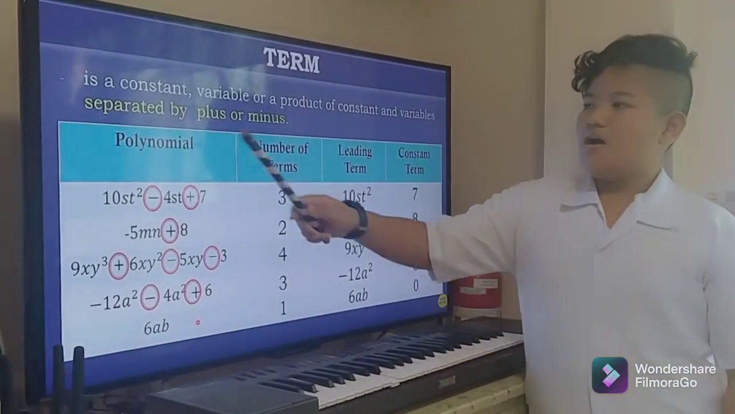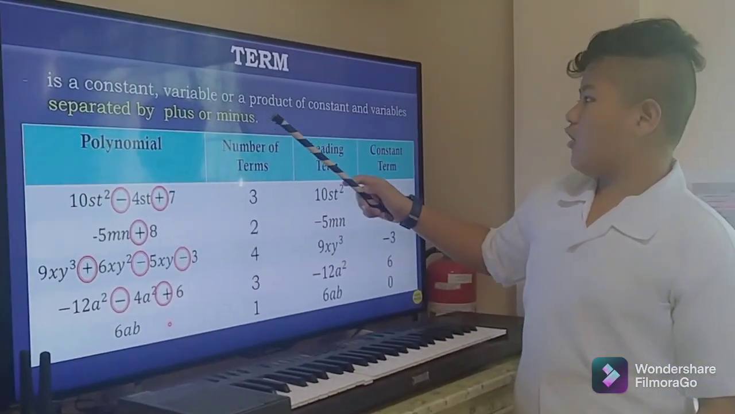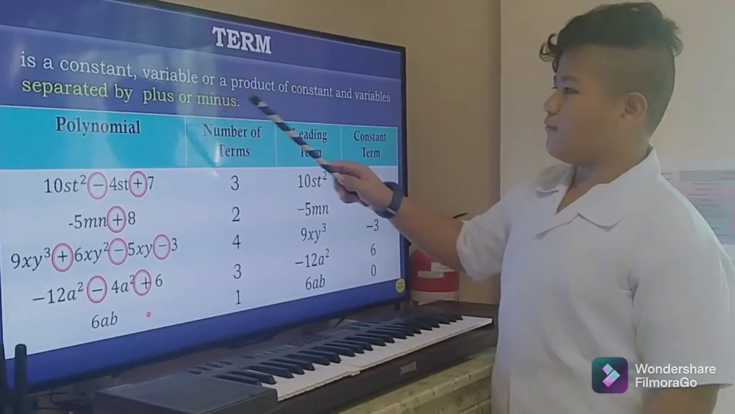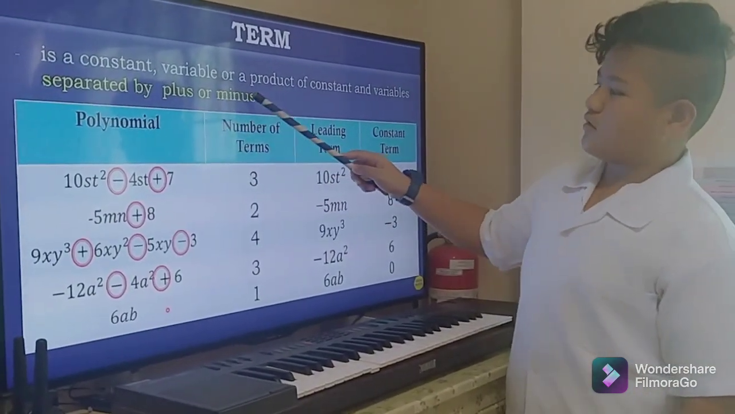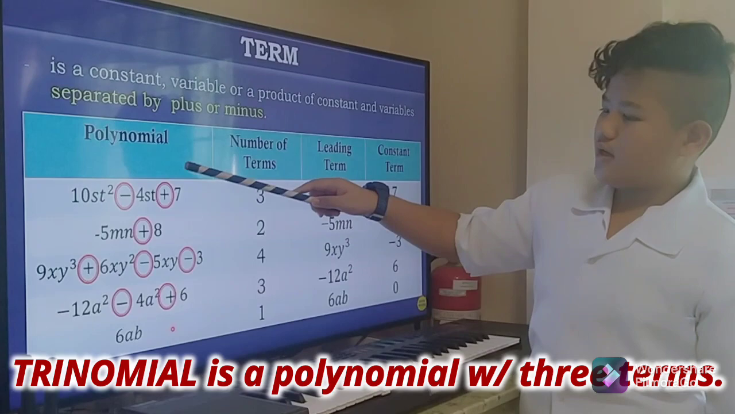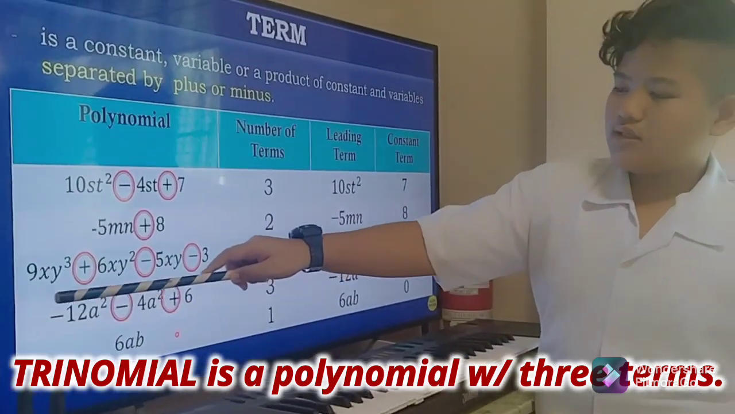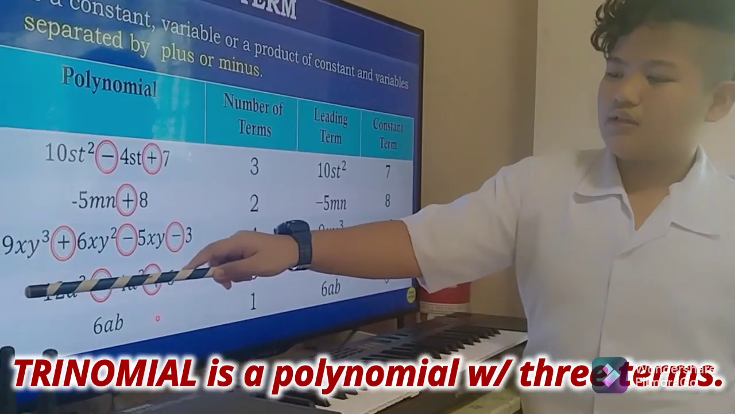What is a term? A term is a constant, a variable, or a product of constant and variable separated by plus or minus. All of these are separated by plus and minus except for this one. This is not counted because it is a negative sign.